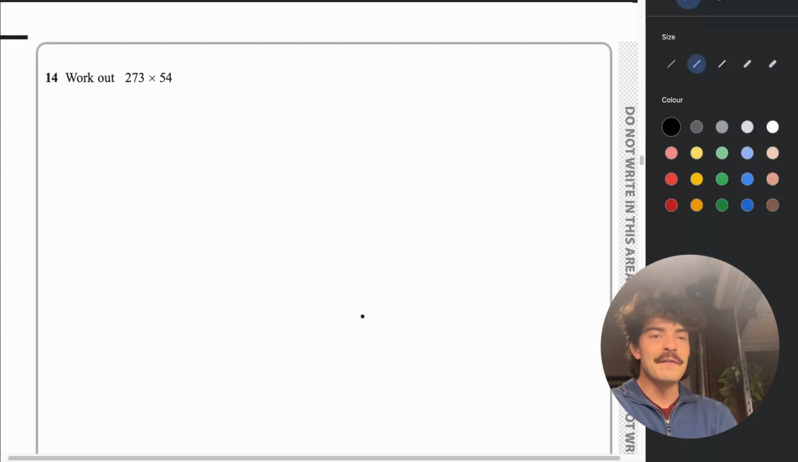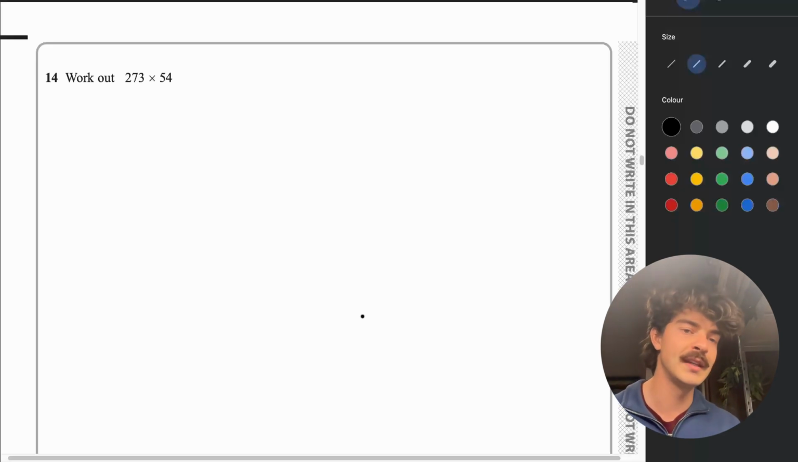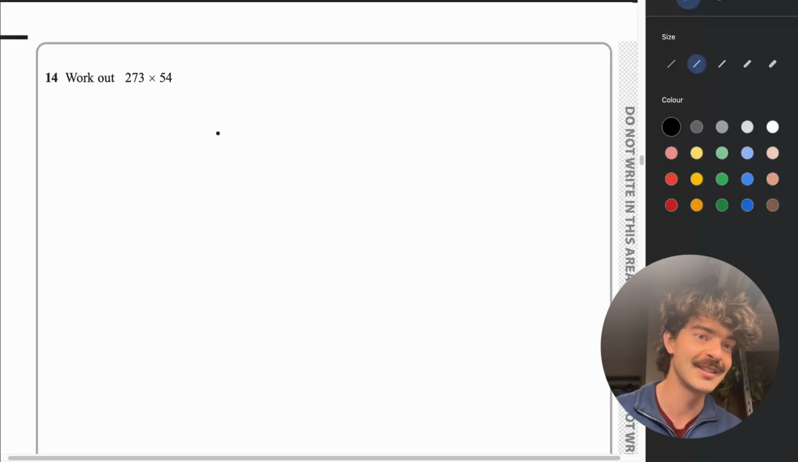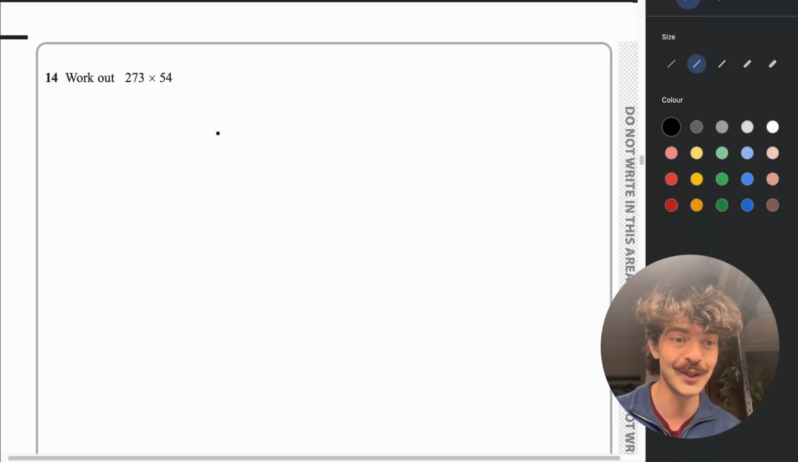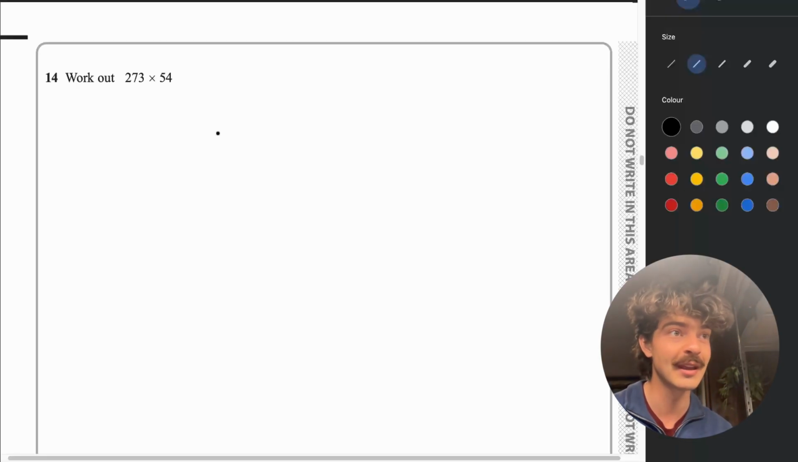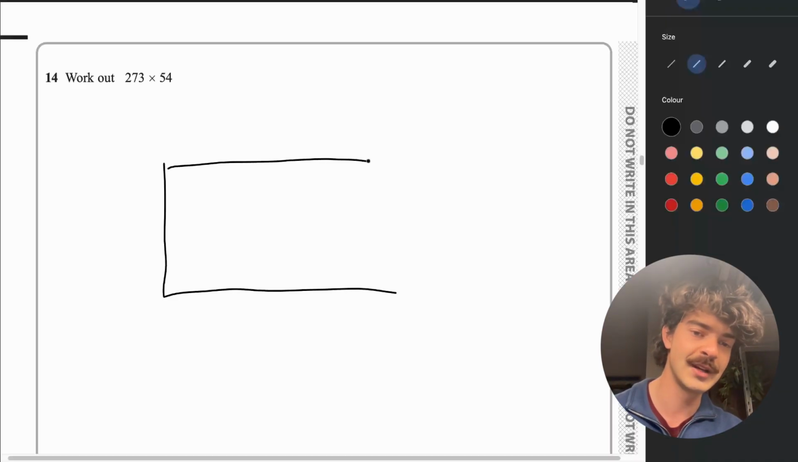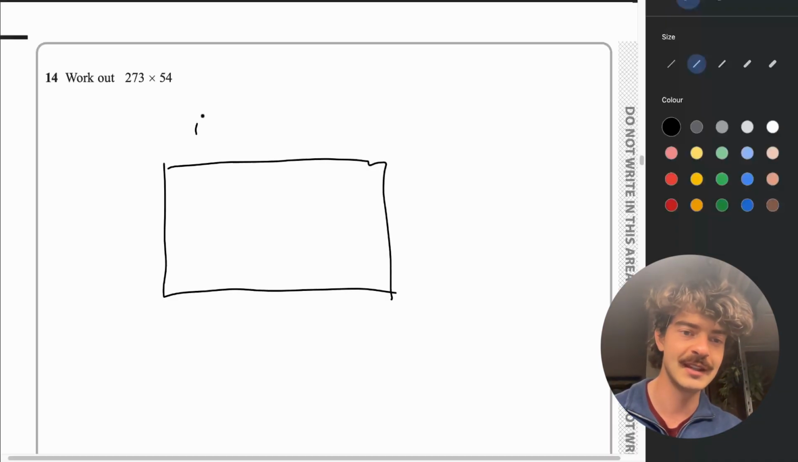Okay, moving on to question 14. 273 times by 54. You can approach this using any of your multiplication techniques. Common ones are short column multiplication, long column multiplication, but my personal favorite, Napier's Bones. And to do this, we construct a grid. In our case, it's going to be 3 by 2.